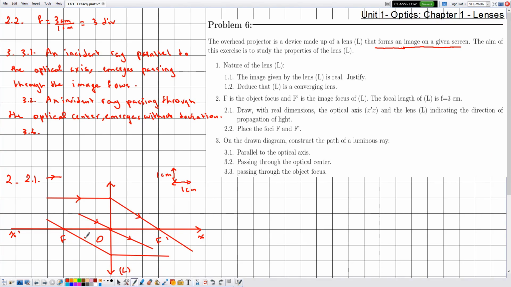And we don't forget arrows on light rays. Now let's do the justification. An incident ray passing through the object focus emerges parallel to the optical axis.